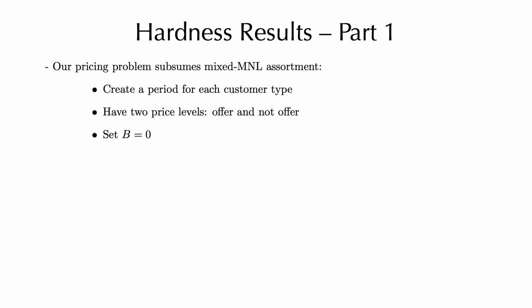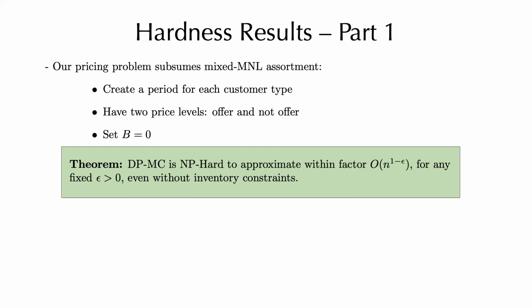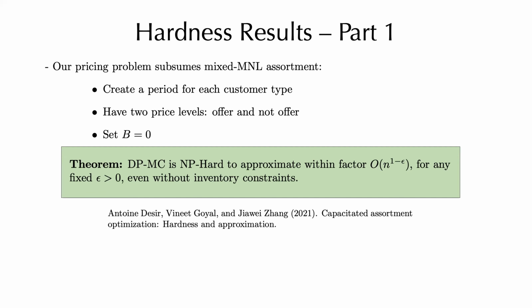This is a fairly straightforward observation, but it allows us to directly exploit known results for mixed MNL assortment. First, the general problem can't be approximated within big O of n to the 1 minus epsilon. And this is even with infinite inventory levels. This result is due to this OR paper by Antoine Venit and Jiawei.